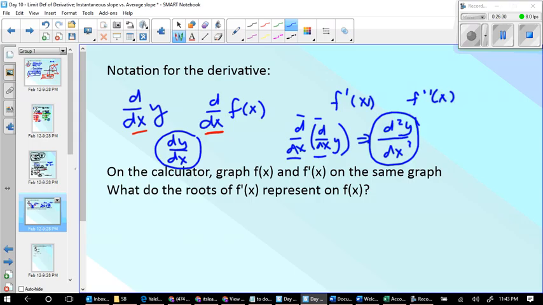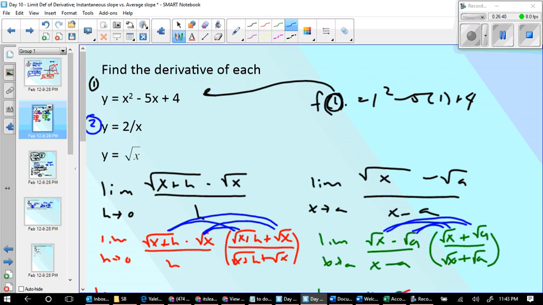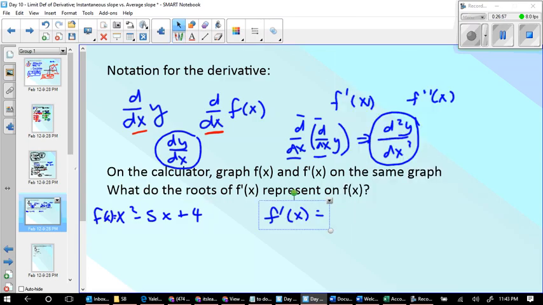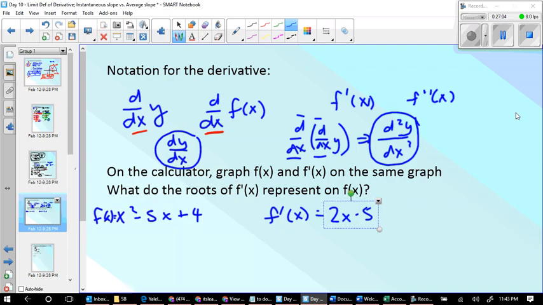So when you see this, that's telling you that you need to take your derivative twice. On your calculator or on Desmos, I'm going to do it in Desmos in a moment, let's graph f and f prime on the same graph. Let's use the equation we had earlier: x squared minus 5x plus 4 was our f of x, and our f prime, which you found earlier, is 2x minus 5.